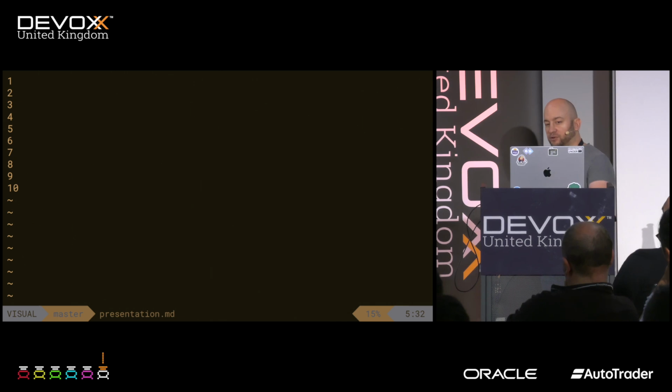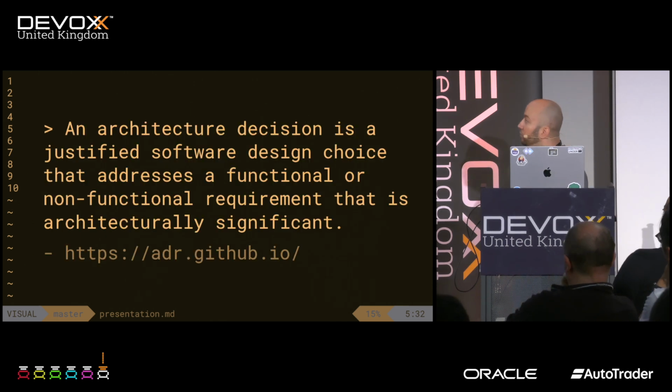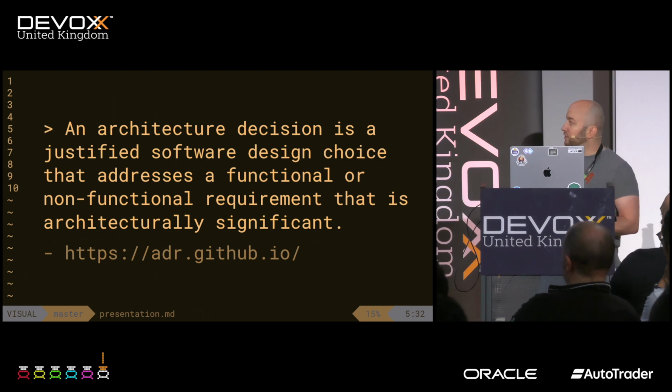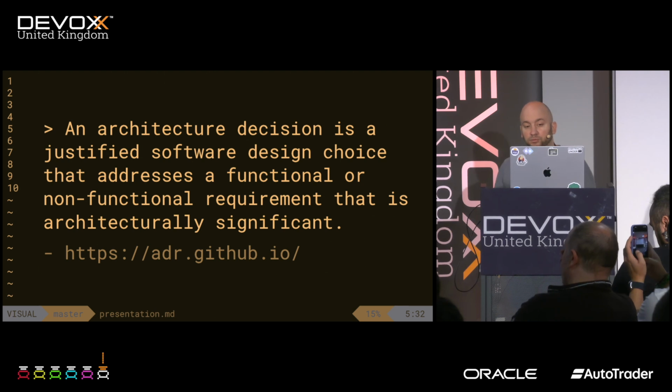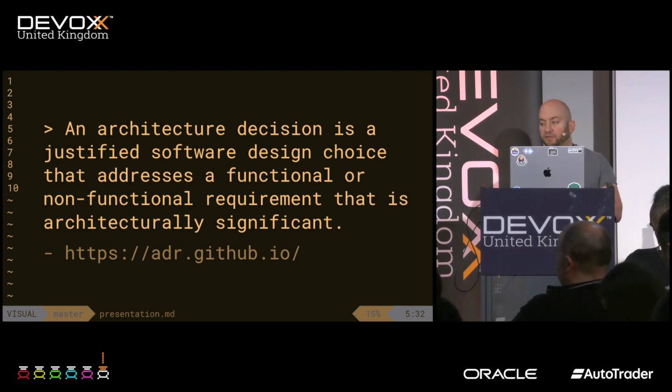So ADR stands for Architecture Decision Record, but what is considered an architecture decision, the AD part? Based on the relevant GitHub page, an architecture decision is a justified software design choice that, blah, blah, blah. We all know that. There is a debate about what is considered architecturally significant, but for today's talk, we are going to assume that those are the decisions that are difficult to change.